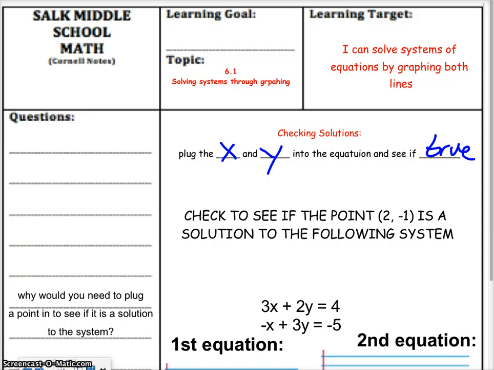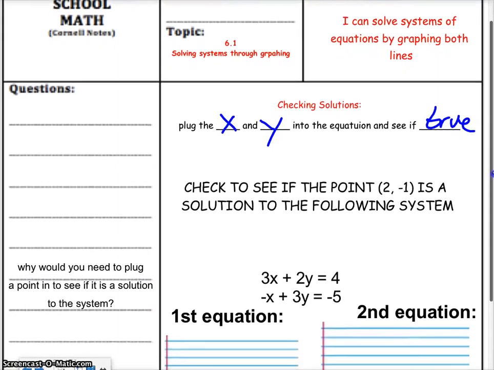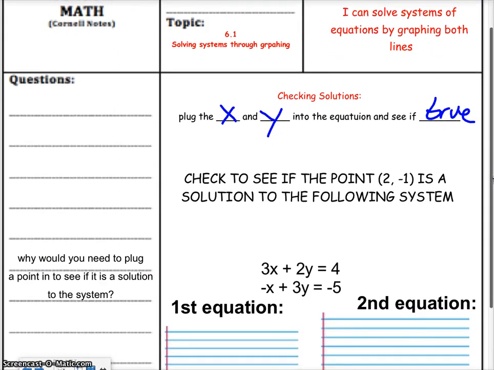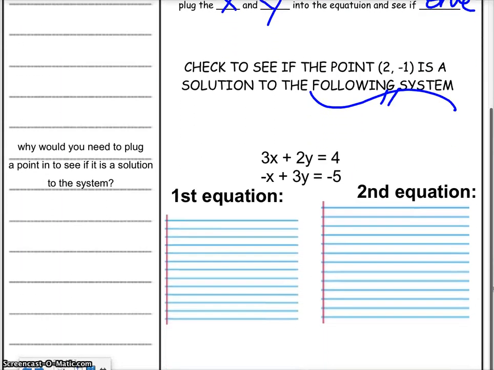Now I'm going to go ahead and check to see if the point 2, -1 is a solution to the following system. System just means more than one line. So here I have 2 lines, and I want to know, is 2, -1 on both of these lines? If it's on both of those lines, it's where they intersect. Okay? So x is 2, y is -1.